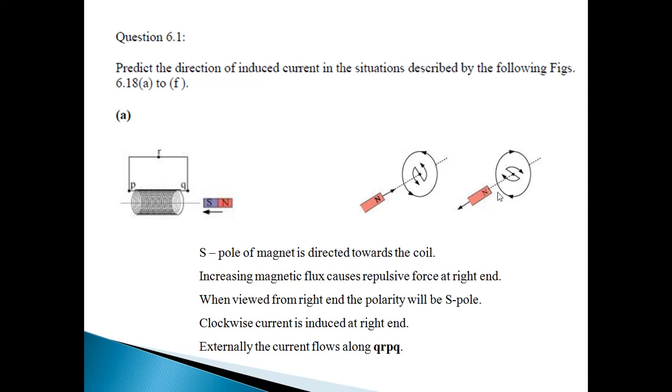So these are the factors which we are going to use to determine the direction of induced current in the following situations. So let us take the first case of the coil here. Here we have south pole directed towards the coil. So what happens? There will be an increase in magnetic flux which will cause repulsion at that end. So to cause repulsion, the right end of the coil should be south pole. And therefore clockwise current has to be induced at the right end according to Lenz's law. And therefore externally the current flows along QRPQ.